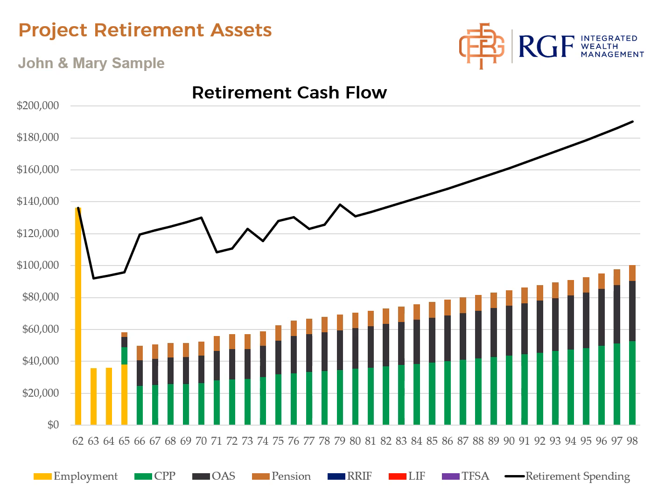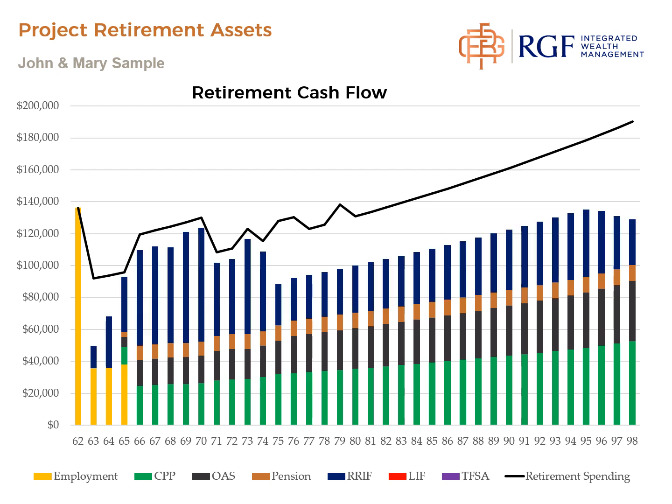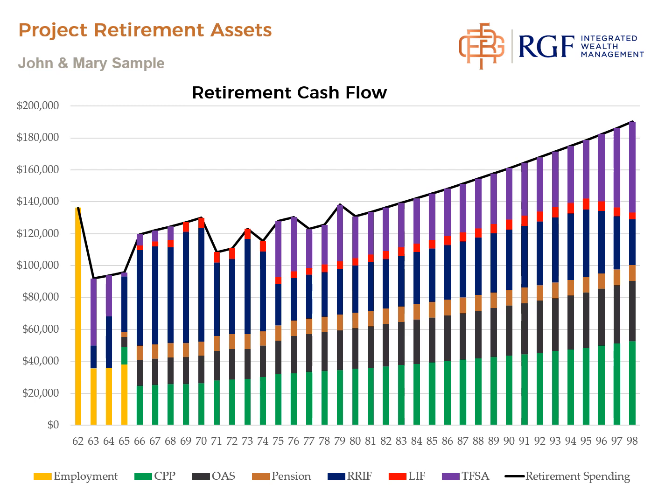Okay, so let's take a look and see if the sample's retirement assets can generate enough cash flow to fill their retirement income gap. Here we have their combined RIF payments in blue, and Mary's LIF payments in red. And payments from both of these accounts are fully taxable, but the amounts we see on the chart here are after tax. And then finally we have the TFSA withdrawals, which are of course tax-free.